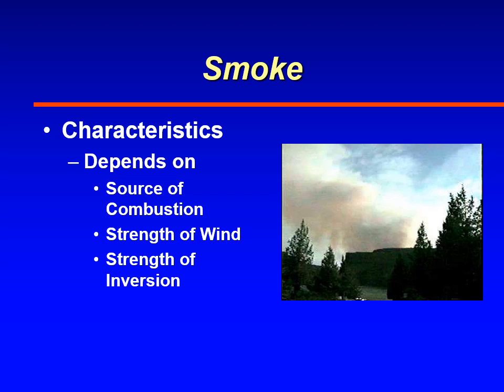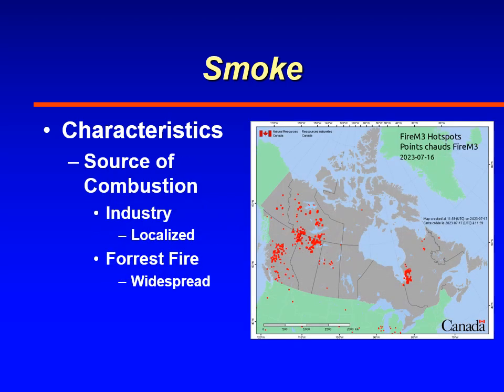And the characteristics of smoke depend upon the combustion source, where's the fire, also the strength of the wind and the inversion. We've kind of been talking about these things through the last few slides. The source of combustion, if it's a forest fire, tends to be widespread. Every summer, it seems like here in North Dakota, visibility is reduced because of forest fires in Saskatchewan or someplace else in Canada. Or it could be localized as a result of industries.